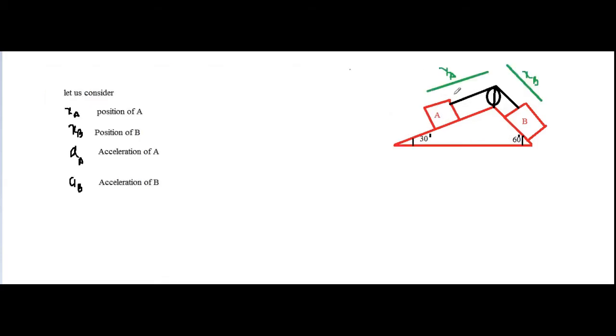Now friends, we shall consider certain assumptions in this problem. Let us suppose that XA is the position of A with respect to this fixed pulley. Likewise, XB is the position of block B. And let us suppose that the acceleration of block A is AA and the acceleration of block B is AB. So these are the assumptions that we have considered.